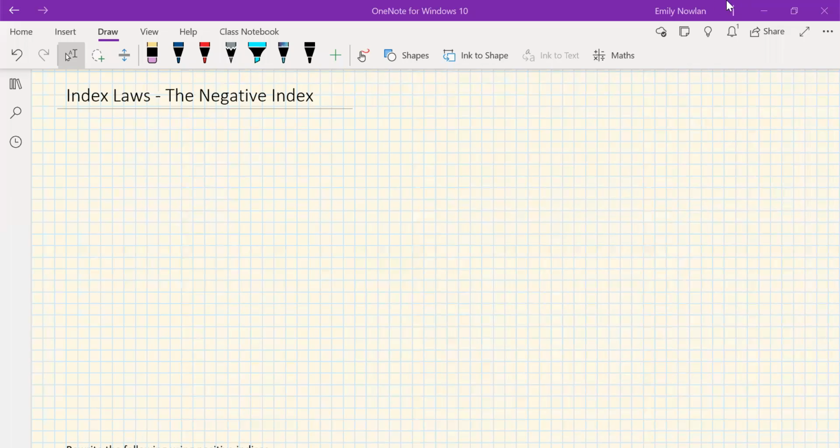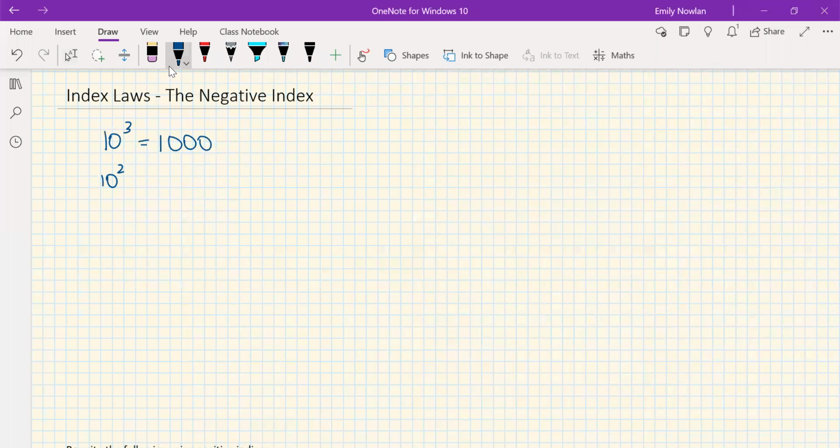Okay, next thing we're looking at is the negative index. So let's have a look at a pattern and see if we can get something from this pattern. So I'm going to start with 10 to the power of 3. So hopefully, you know, that's 1,000.